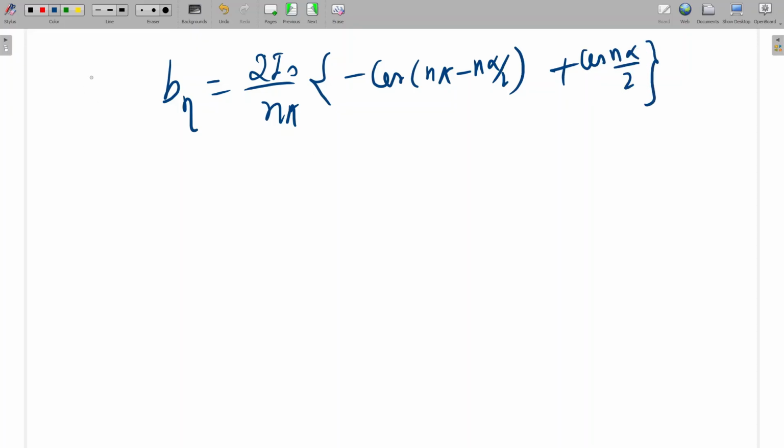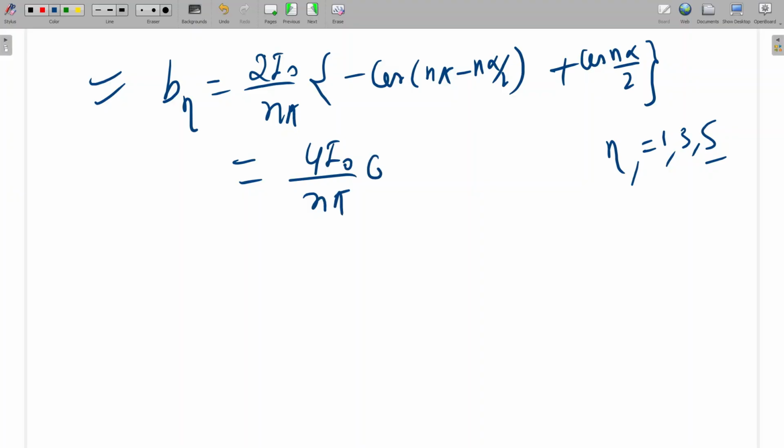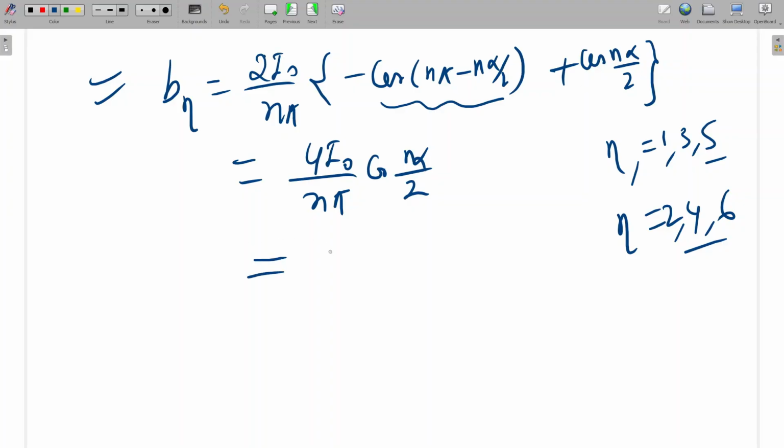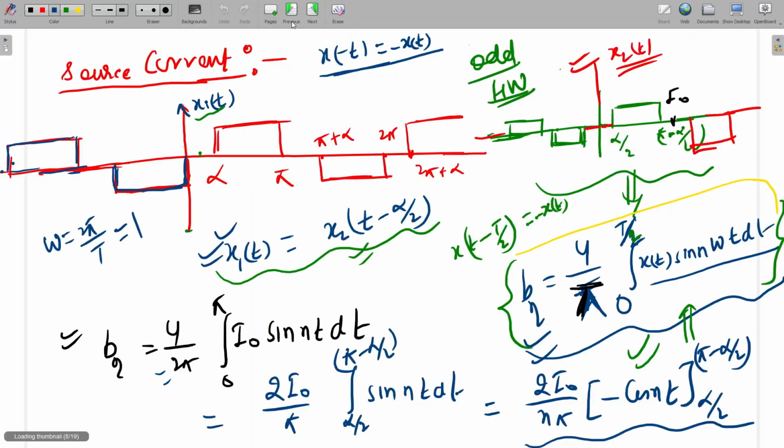Okay, so if you observe this waveform, for n equal to 1, 3, 5, this will give 4 I naught upon n pi cos n alpha by 2. For n equal to 2, 4, 6, this value will become minus only, so minus and plus will cancel, and it will be 0. From the waveform only we can say, since it is odd and half wave symmetric, 2, 4, 6 will be 0. Half wave symmetry means only odd harmonics will be there, and even will be 0.